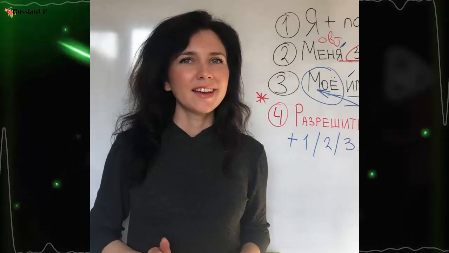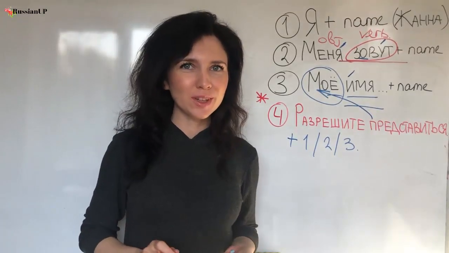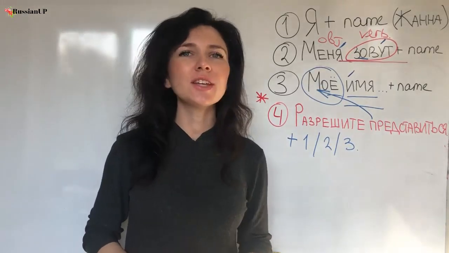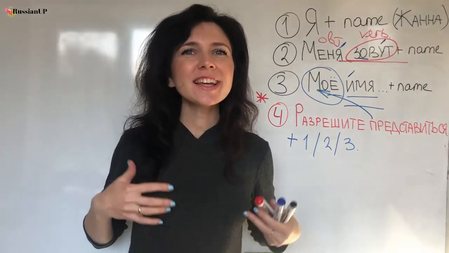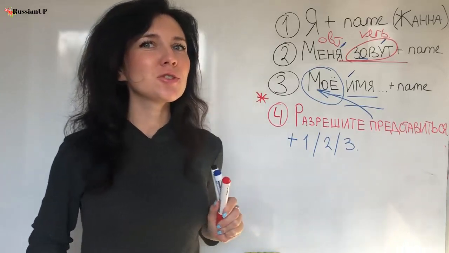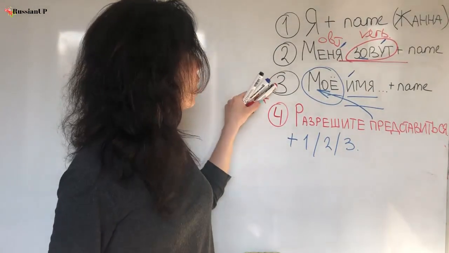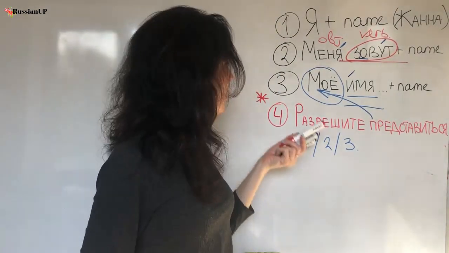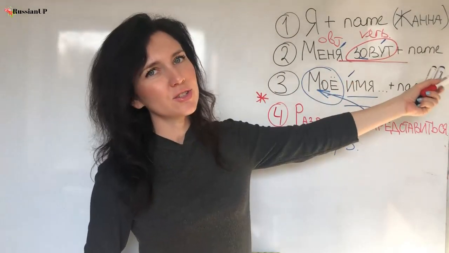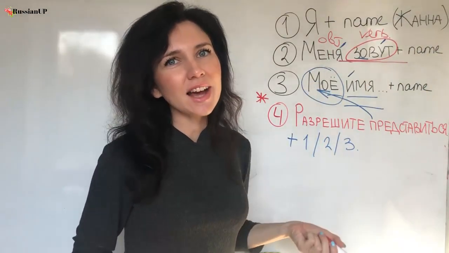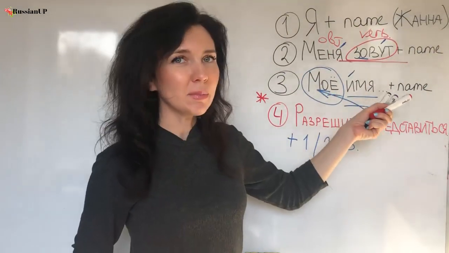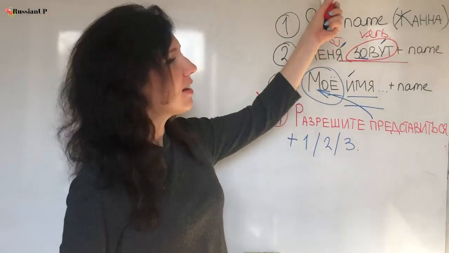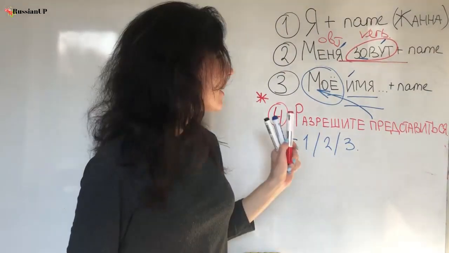Мое имя Даша. And the fourth option, not for beginners, разрешите представиться. Let me introduce myself. It's like an introduction, yes? Let me introduce myself, and then you use one of these phrases. Разрешите представиться. Меня зовут and your name. Разрешите представиться. Мое имя plus your name. Разрешите представиться. Я and your name.